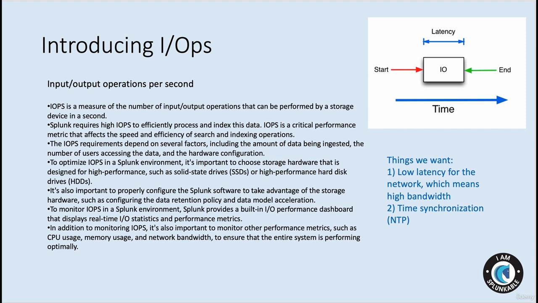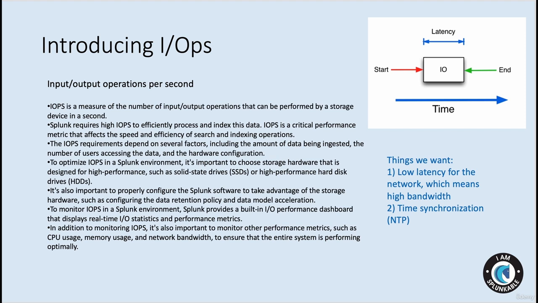But basically, the largest concept that we want to be aware of with IOPS is we want to have low latency for the network, which means higher bandwidth. And we also want all of our devices to be synchronized in time. So it's very important that all the server roles be incorporating NTP, your Network Time Protocol, so that everything is deployed out and synchronized across time. So the minimum bandwidth, again, is 1 gigabit per second.